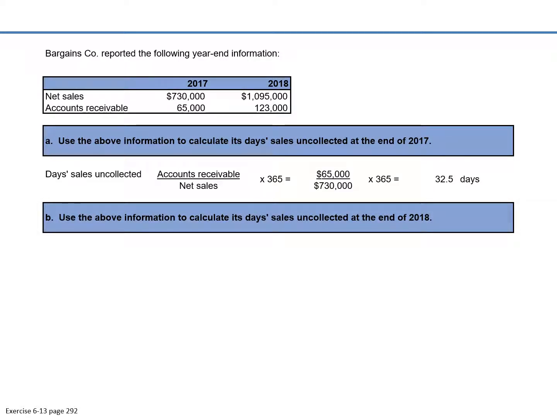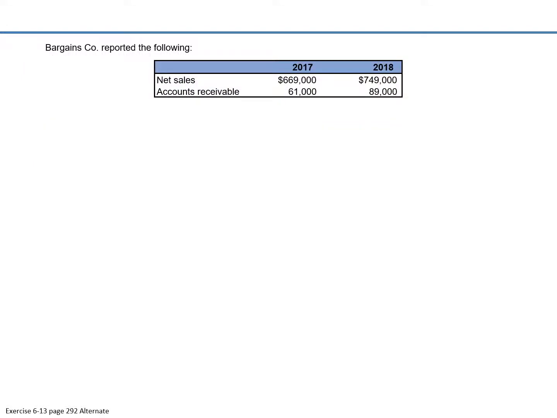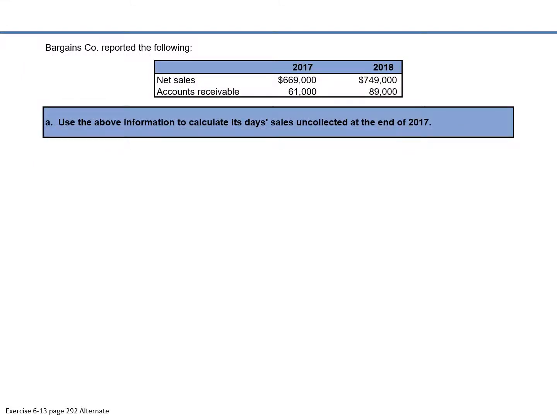In B, they want us to do the same thing, but for Year 18. So accounts receivable divided by net sales times 365. $123,000 of accounts receivable divided by 1,095,000 in sales times 365 is 41.0 days. All right, why don't you guys take a try at it? Calculate both 17 and 18. And then when you're finished, resume the recording and we'll go through them.